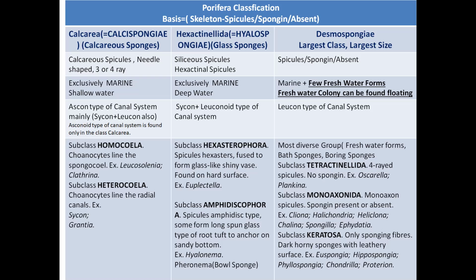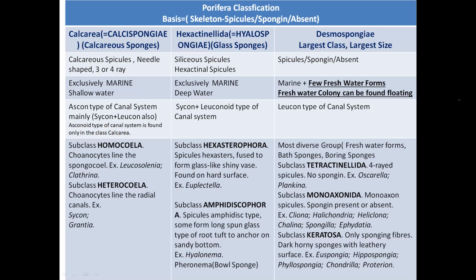Now in Hexactinellida we come, there are two subclasses, Hexasterophora and Amphidiscophora. Spicules are hexasters. They are fused to form a glass-like shiny vase, and they are found on hard surfaces. Euplectella is called the Venus flower basket, and it is also given as a wedding gift in Japan.